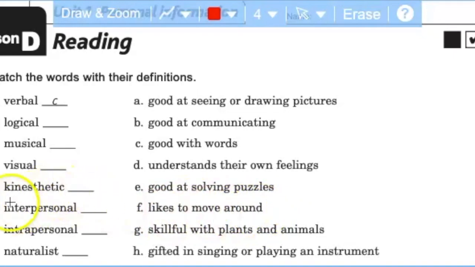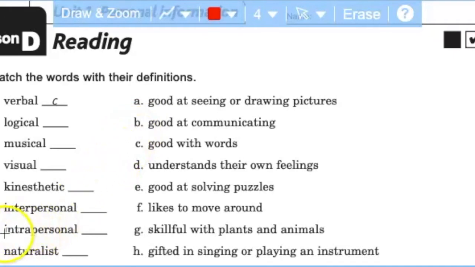Number 6, interpersonal, this one was hard for me. Usually when you talk about interpersonal, you're talking about someone who is social. And in this case, it means that you are good at communicating. And obviously, if you are social and can talk to people, then you are good at talking to people or communicating. So the answer is B.